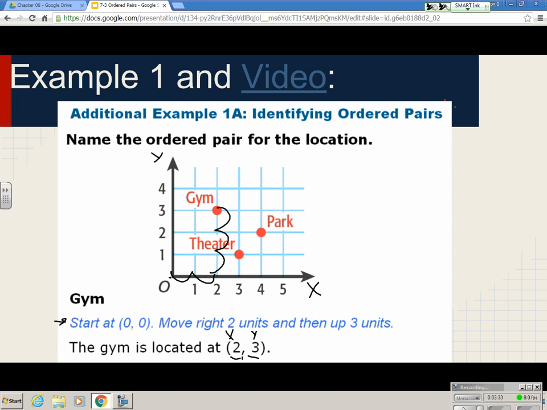I want you to make sure you have this little graph in your notebook along with our answer to where the gym is located. And you can see we labeled it gym. We actually labeled it with what the location was. Okay? When you've got this all in your notebooks, come back.